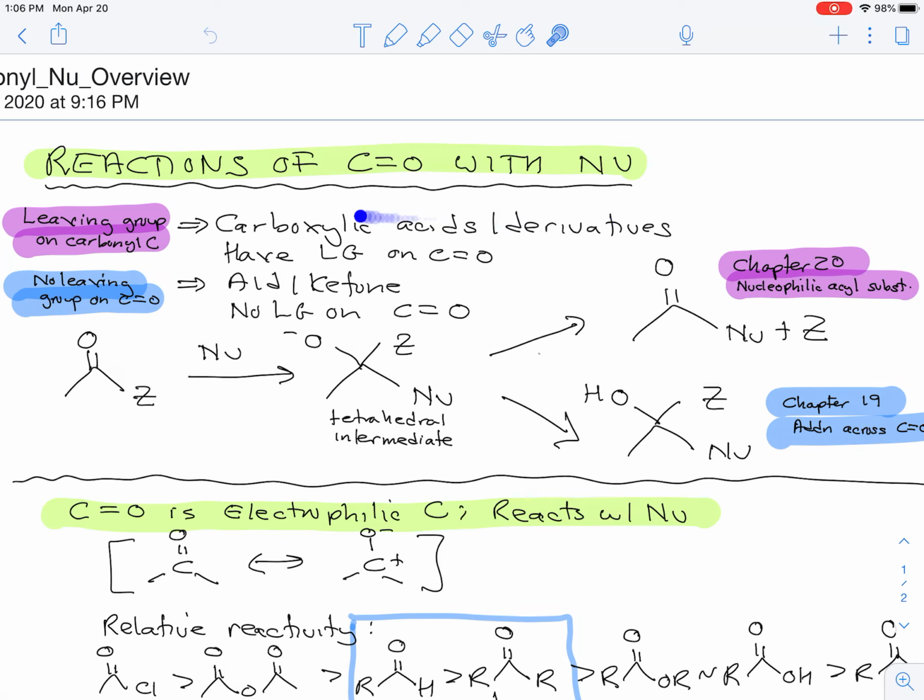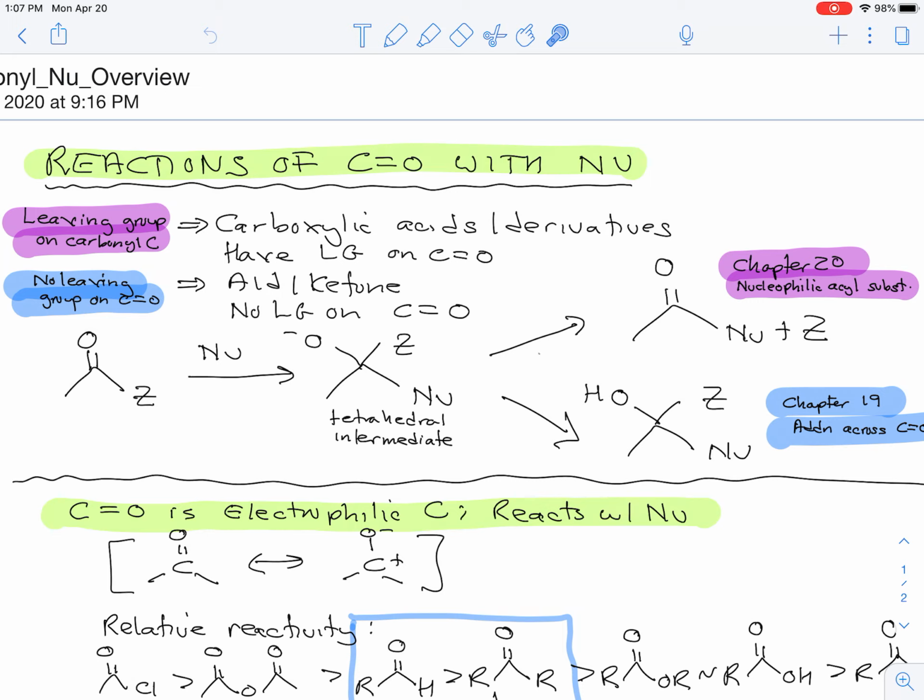In chapter 20, we'll learn about carboxylic acids and their derivatives, and these compounds do have a leaving group on the carbonyl. Sometimes these are referred to as class 1 versus class 2, or type 1 versus type 2 carbonyls. I've seen both. I've also seen the 1 and the 2 mean different things, so I'm going to avoid that terminology.